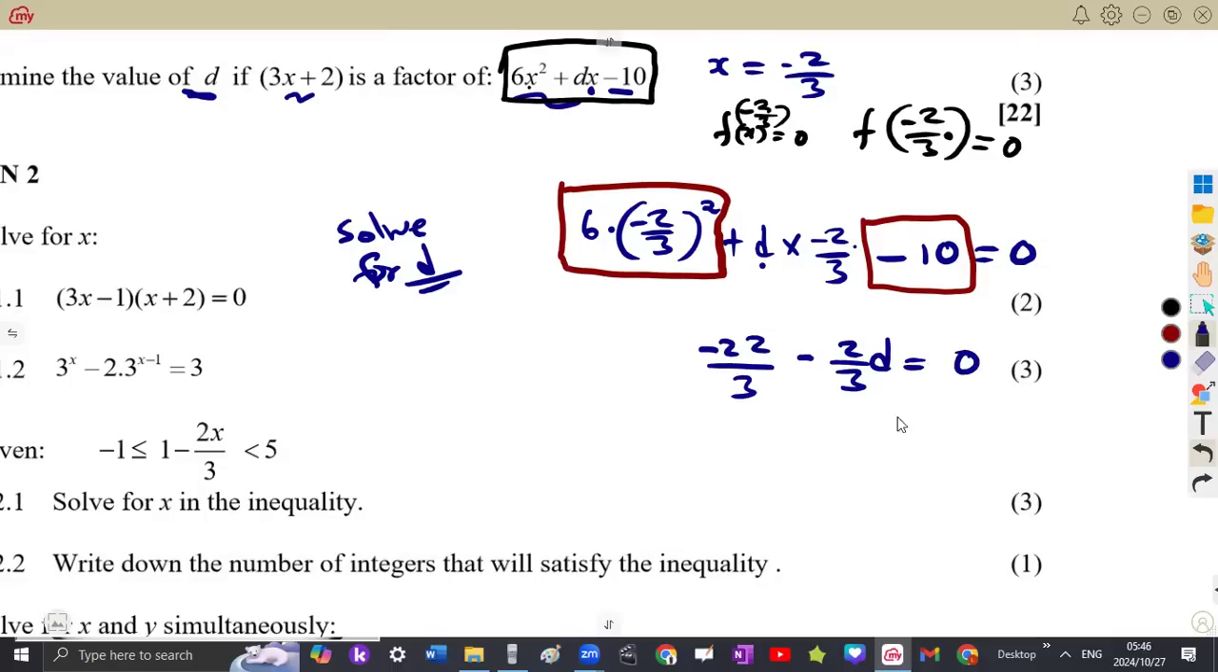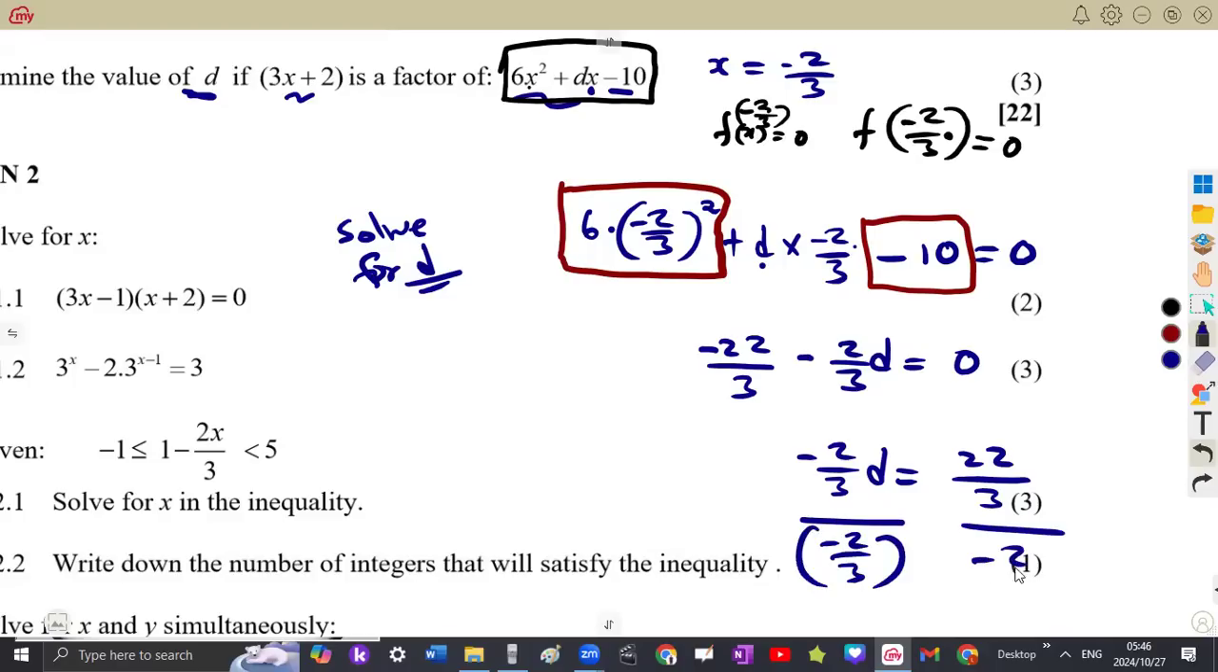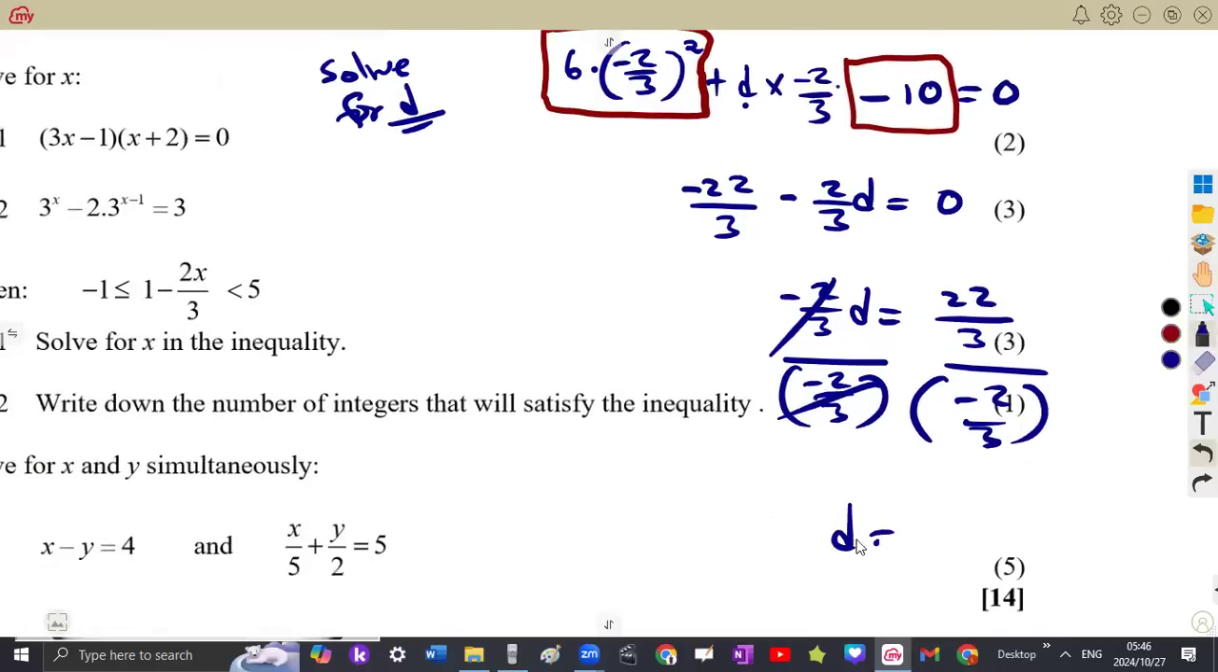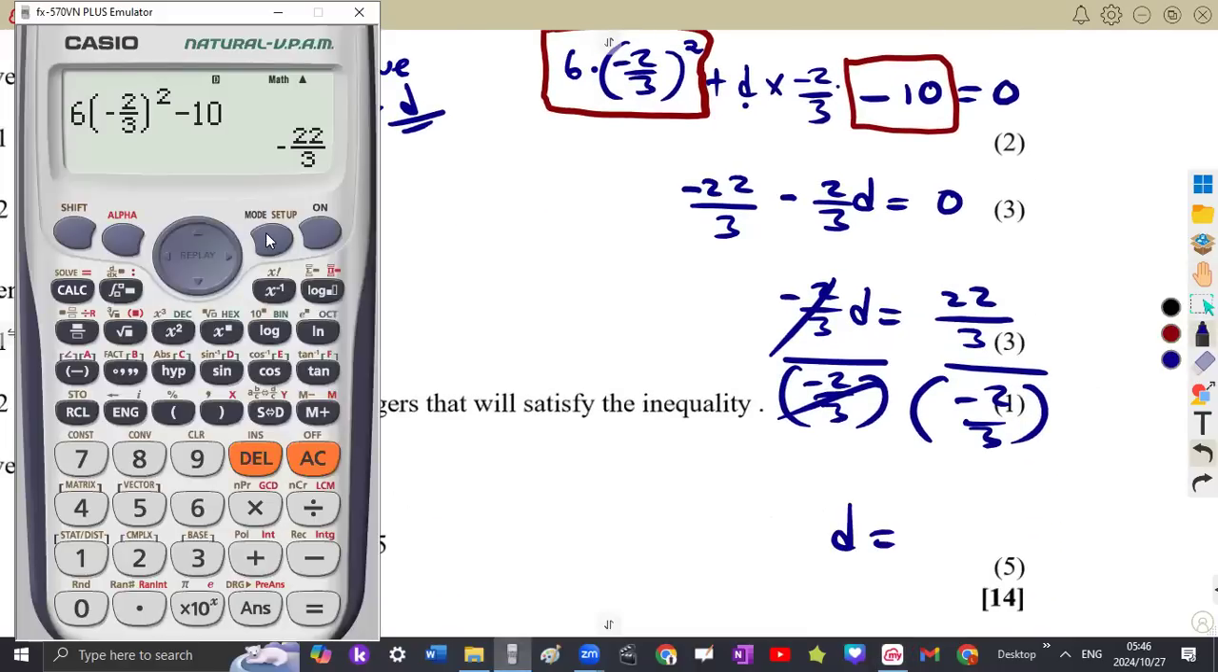So remember, you need to solve for d. So take the minus 22 over 3 to that side. It will be minus 2 over 3 d is equal to 22 over 3. It's a positive. So you can even divide by this negative 2 over 3 here, divide by negative 2 over 3. That will cancel. So there we have got the value of d. So d is equal to what? Let's just put this as a positive 22 over 3.